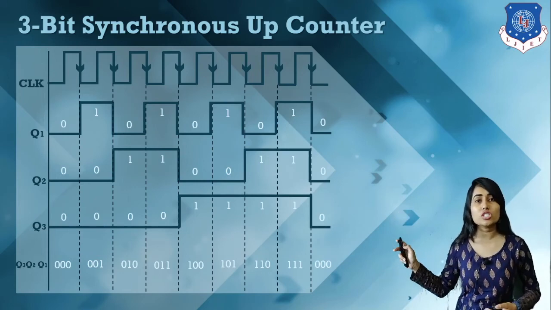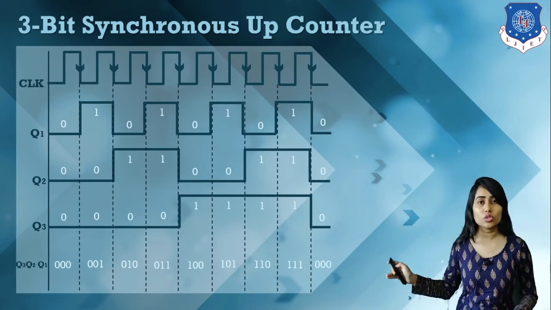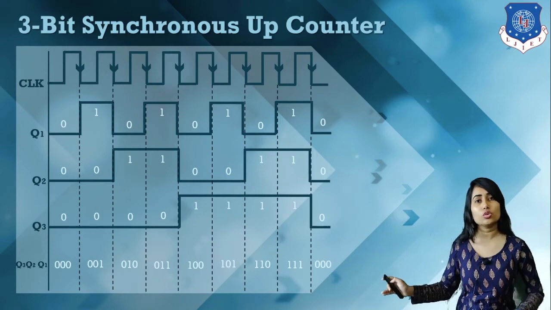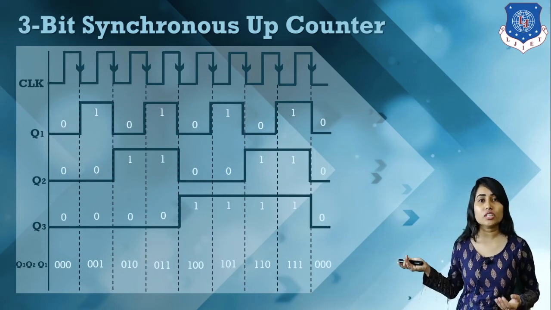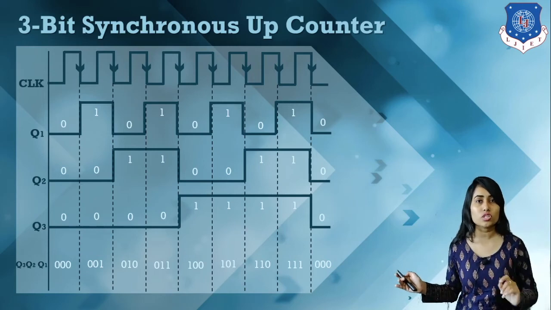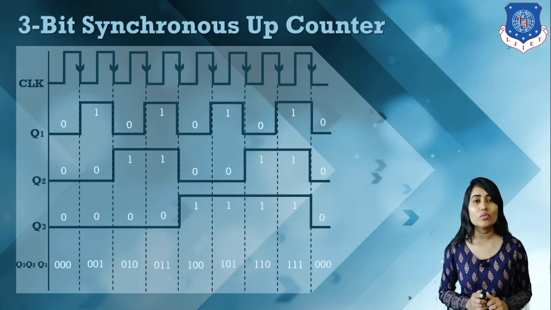As we write bits for Q1, Q2, Q3, we measure our output in this manner: Q3, Q2, Q1. So here we have a 3-bit sequence which counts values from 0 to 7. It counts a total of 8 values, from 0 to 7. So this is how we can design a 3-bit synchronous up counter.